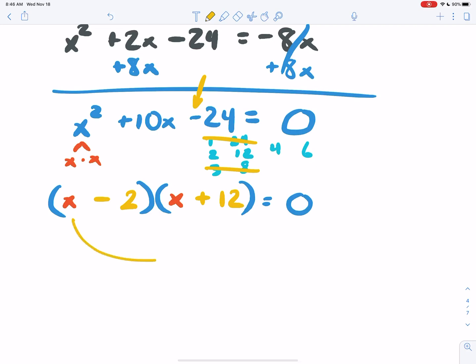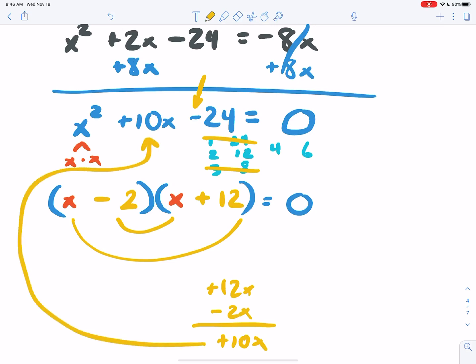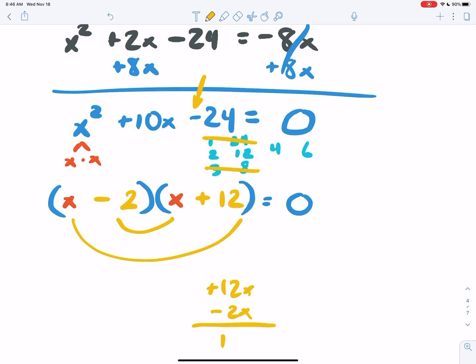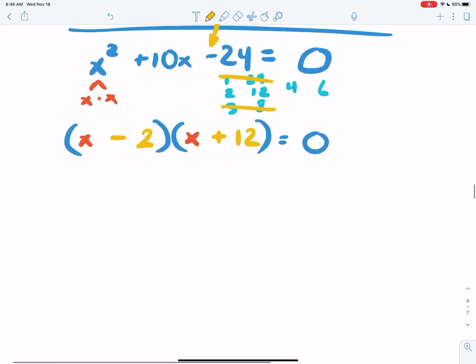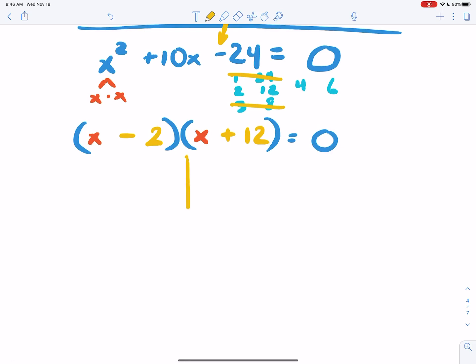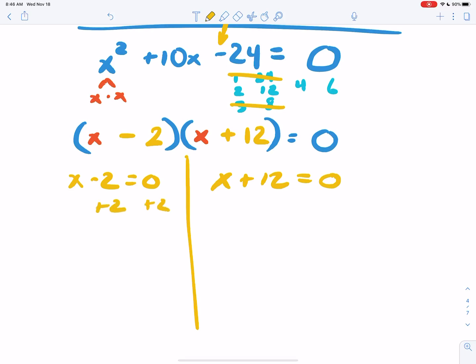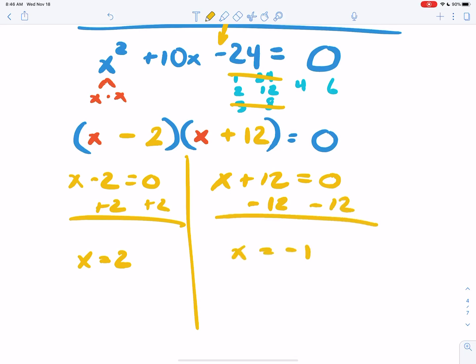Because if you take a look, that gives me 12x. That gives me negative 2x. That gives me positive 10x, which is what I want right here. So take your time there. Don't feel like you have to rush it. I would rather you guys just be consistent than inaccurate, okay? So here you could look at it mentally or you could write it out. We could now use the zero product property. We could set each factor equal to 0. Okay, so this will tell me that x will equal 2 and that x will equal negative 12.